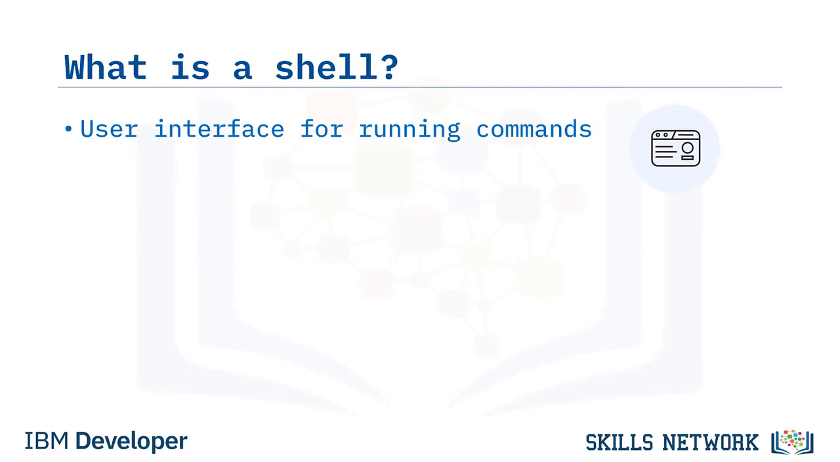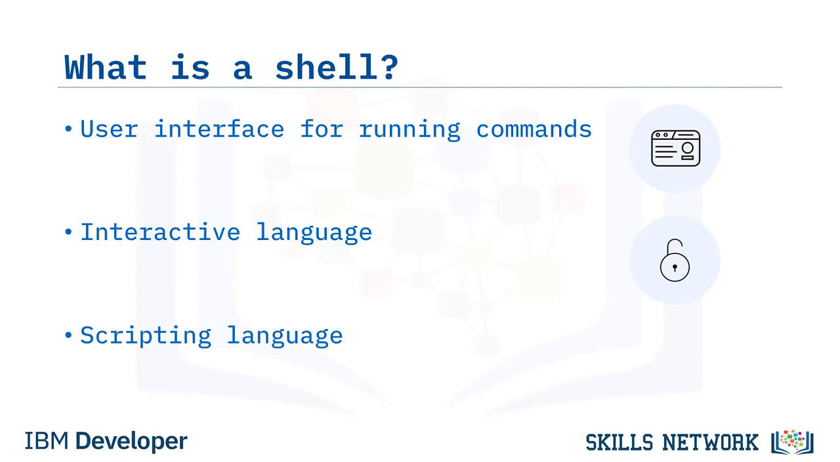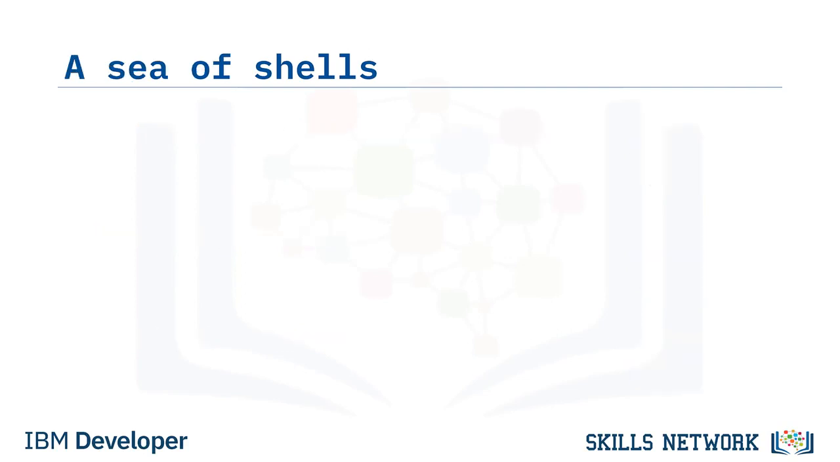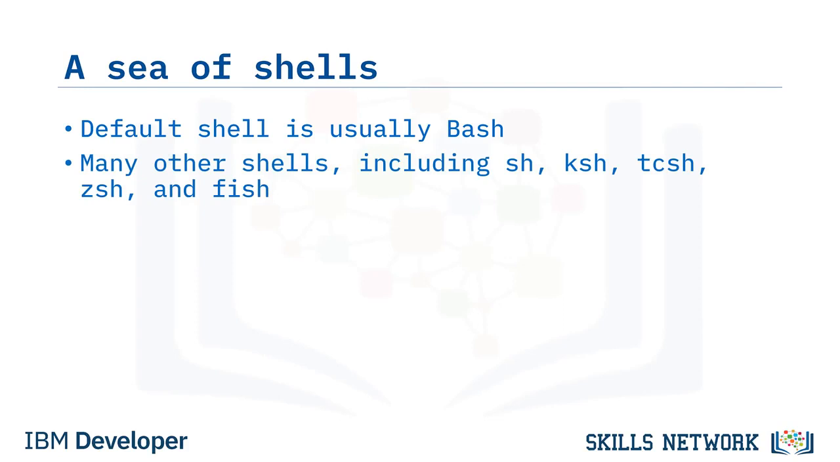It can interpret commands and run other programs. A shell, which enables access to files, utilities, and applications, is also an interactive language. A shell is also a scripting language, and it can be used to automate tasks. The default shell on Linux systems is usually Bash. Other shells include the Bourne shell, SH, the Korn shell, KSH, TC shell, Z shell, and Fish.